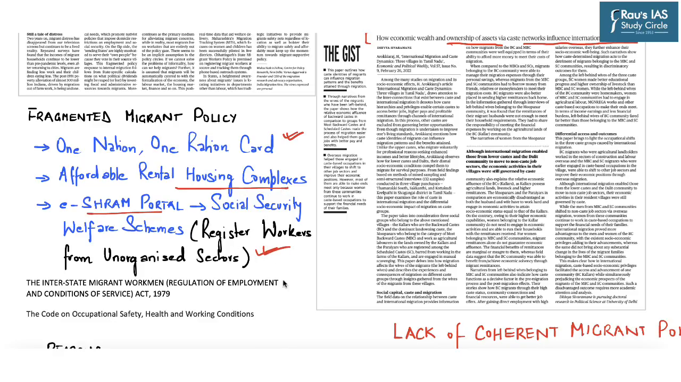register themselves. Further, there are two legislations also. These are the Interstate Migrant Workmen Regulation of Employment and Conditions of Service Act 1979 and Section 59 of Code on Occupational Safety, Health and Working Conditions also provides for certain benefits for the migrant workers. Now, despite these fragmented schemes and policies, there is still a lack of a coherent national policy in this regard.